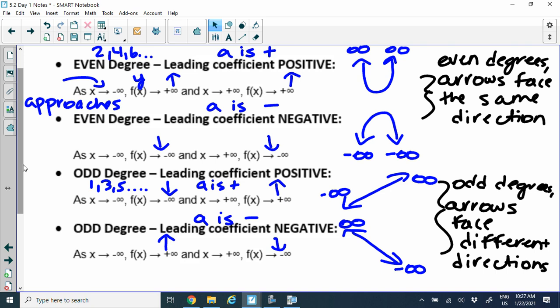Okay, so in our next video, which will be our last for 5.2 day 1, we're going to include this end behavior and try to do different problems.